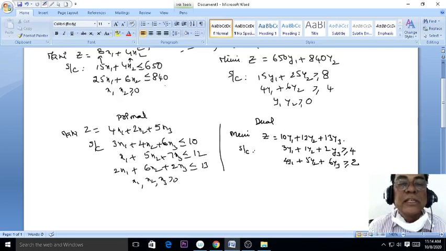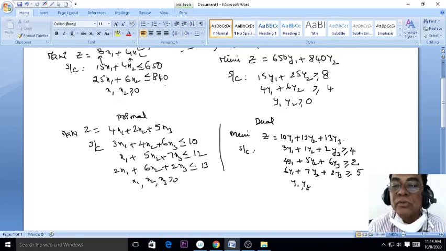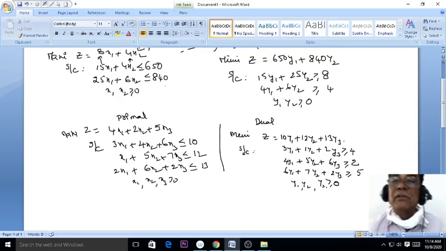Next, the third one: 6, 7, 2. So 6y1 plus 7y2 plus 2y3. What is the third value? 5. So write down 5, and greater than or equal to. Next, y1, y2, y3 greater than or equal to 0. Now the first conversion is over.